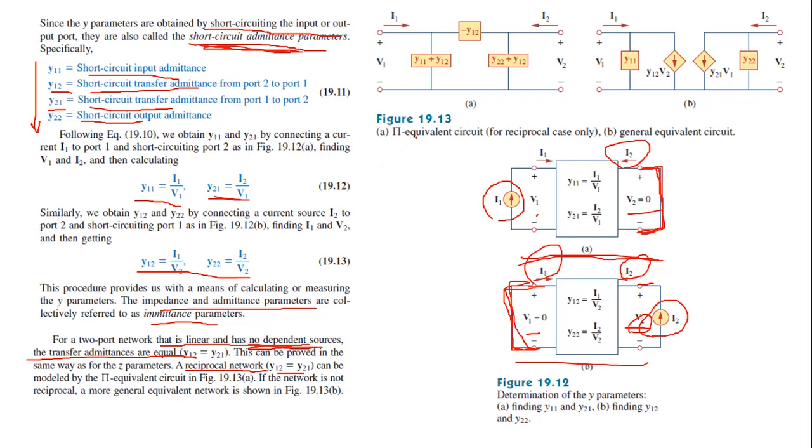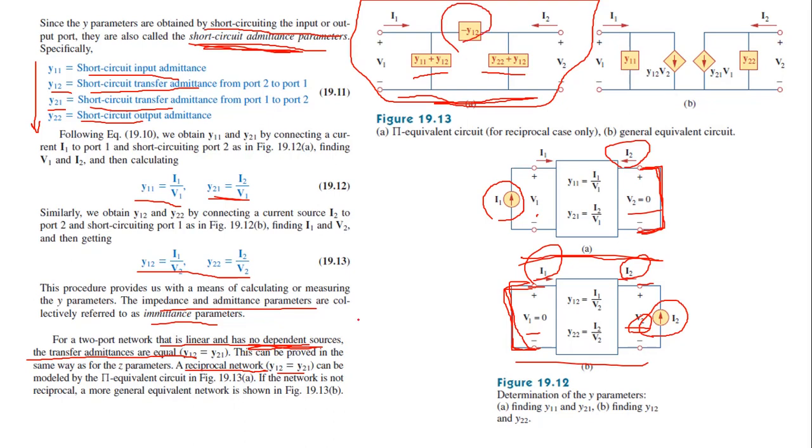So if the circuit is reciprocal, then it can be equated to this equivalent circuit, which is called the pi equivalent circuit. Only if the circuit is reciprocal can we use this pi equivalent circuit. So look at this, V1 I1 is available, V2 I2 is available, and here it is Y11 plus Y12, here it is Y22 plus Y12, and here it is minus of Y12.